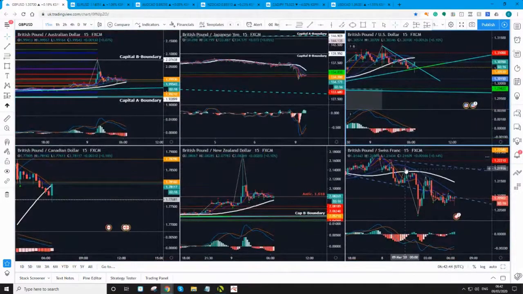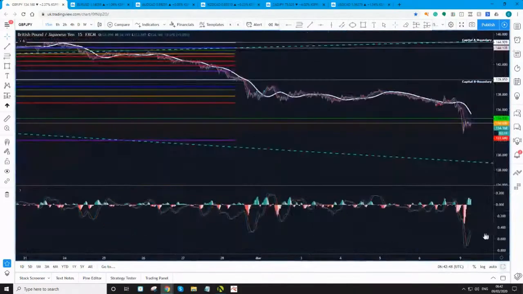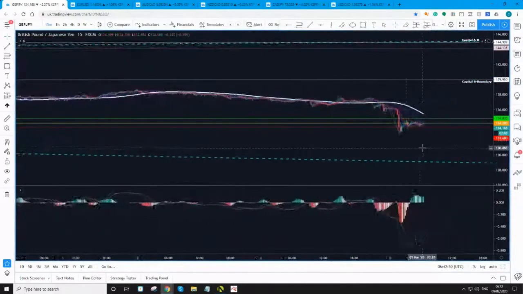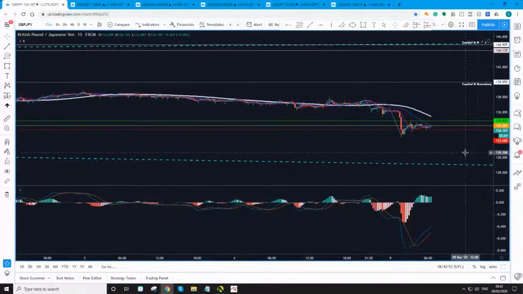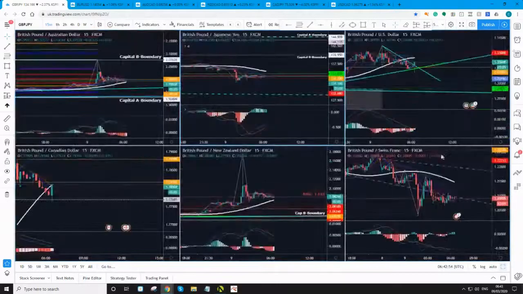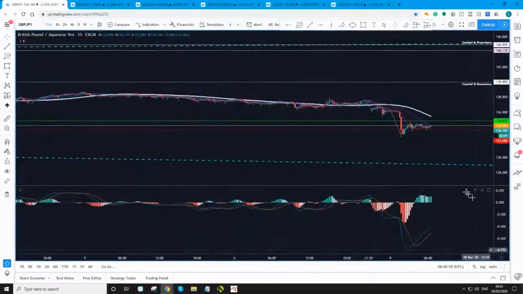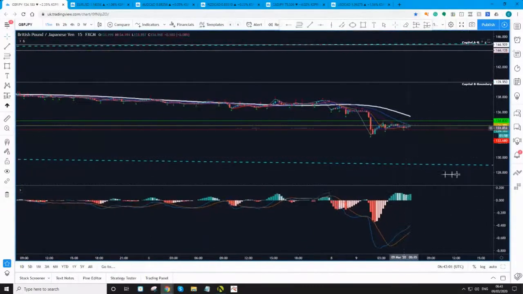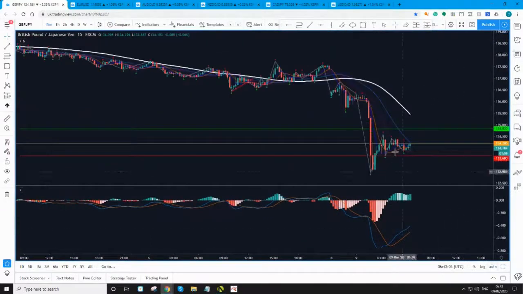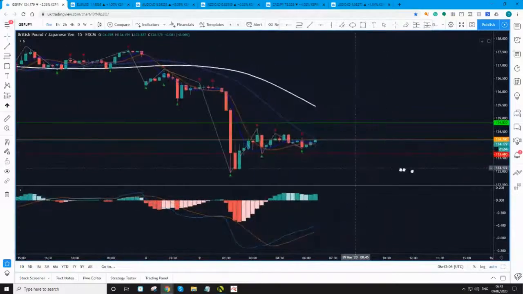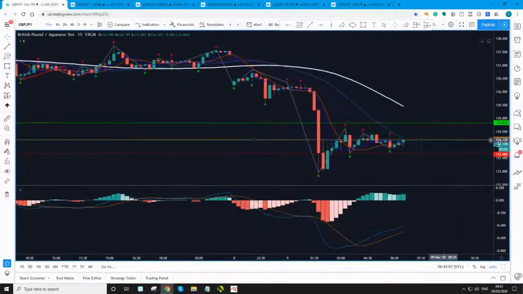Okay. The next one is pound yen. And on pound yen, I am in this. The actual entry point, oops, let me go back. The actual entry point based on the signal should have been at 134.14. I missed it by about 6 pips. So my actual entry point on here is 134.20. Okay. And you can see I've got a stop loss placed at 133.68.